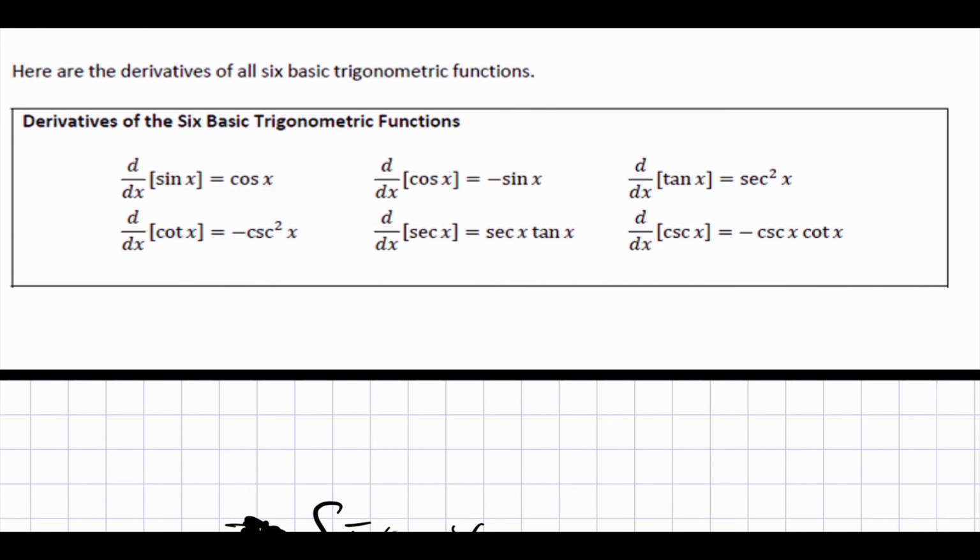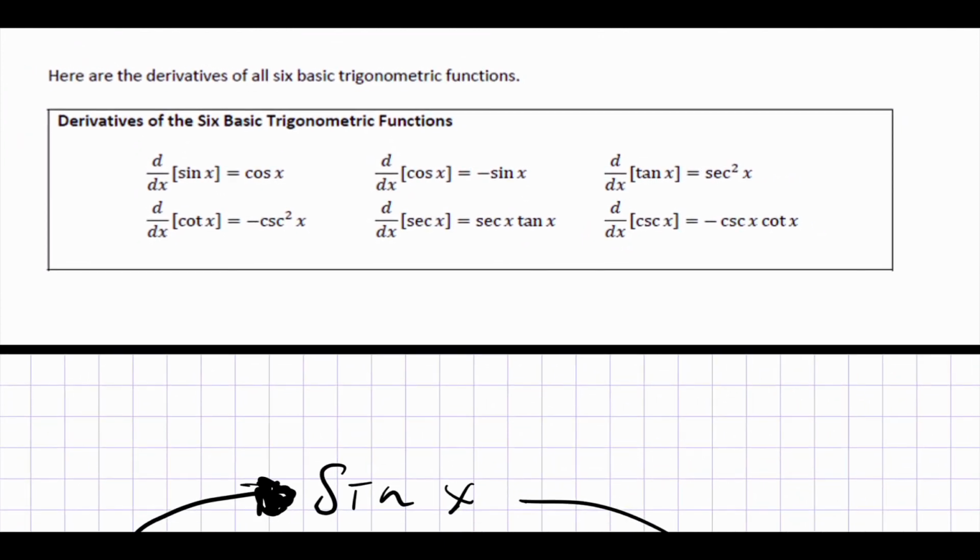Because like I said, you can prove, like I proved this guy, and this guy, but that takes a while. And you don't want to do that every single time you need to find the derivative of cotangent. You like just to rattle off. Okay. So you're going to see them quite a bit this whole semester and next semester.